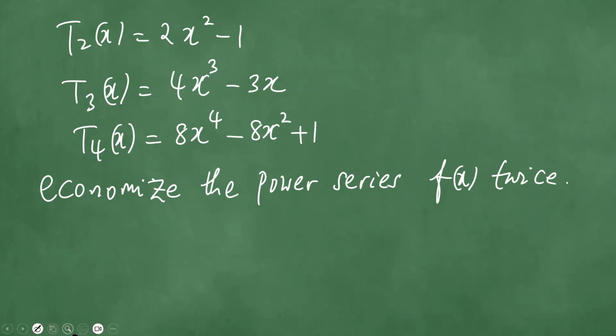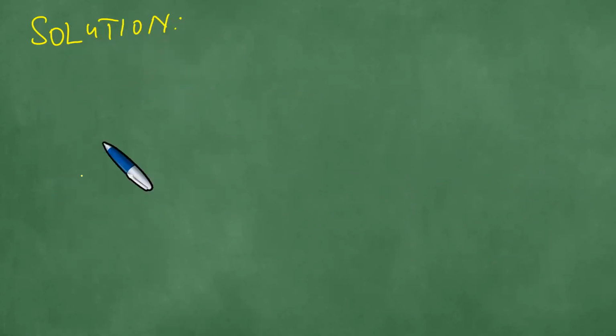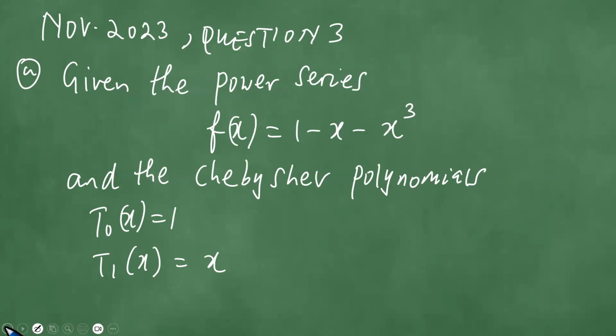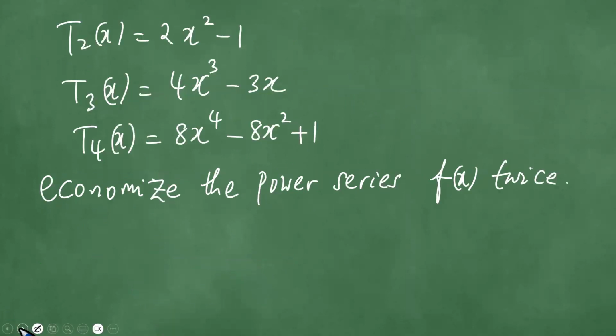So now, the couple of things here that we need to do. The solution to this. How do we economize the power series? To economize the power series, we just reduce the order. That is all. So given the power series, this one, and the Chebyshev polynomials, like your T0 is 1, your T1 is x, your T2 is this, you need to economize it twice.